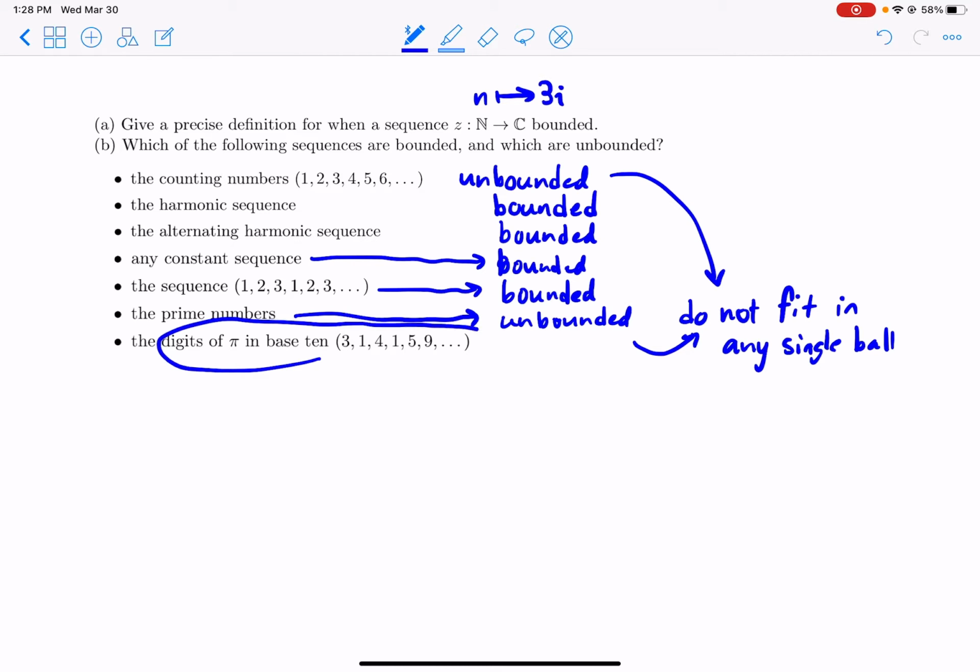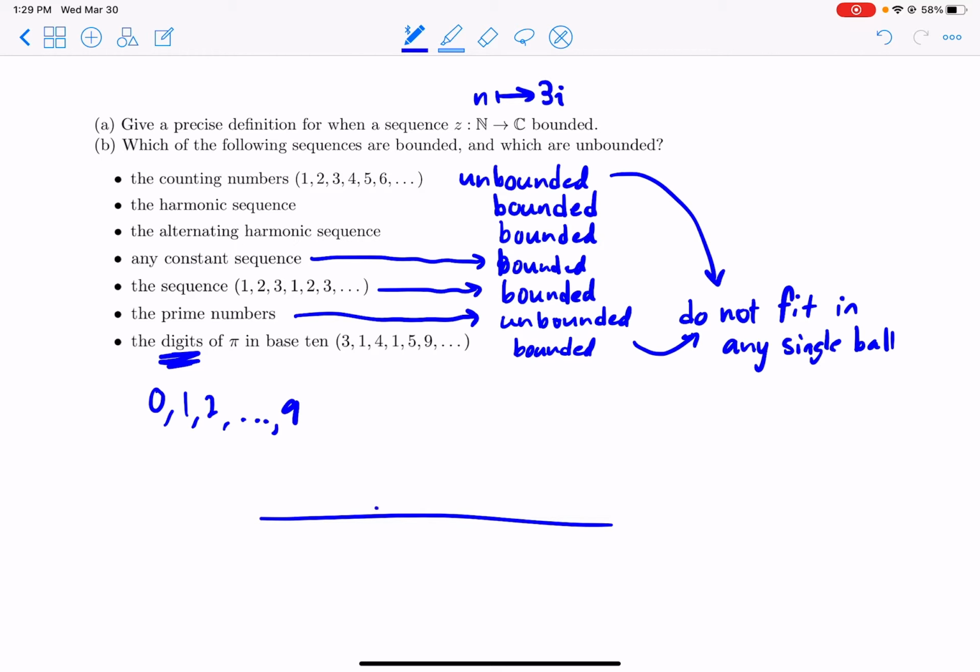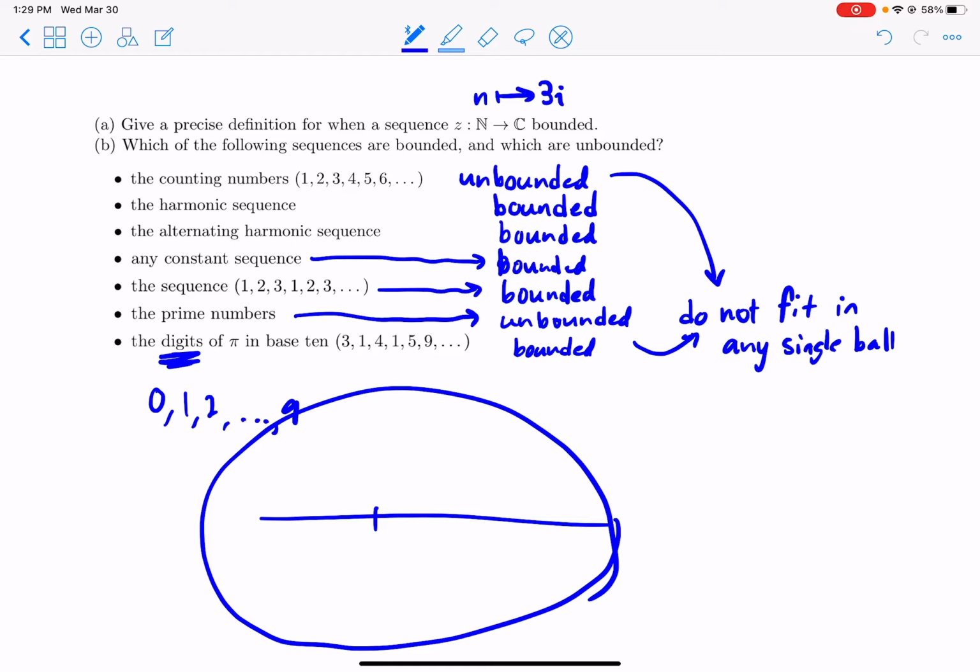The digits of pi in base 10, although we don't really know what they are, like we don't have a formula for the nth digit of pi, they're bounded because digits are between 0 and 9. And that means that a ball of radius 10, it's a terrible ball, would contain them all.